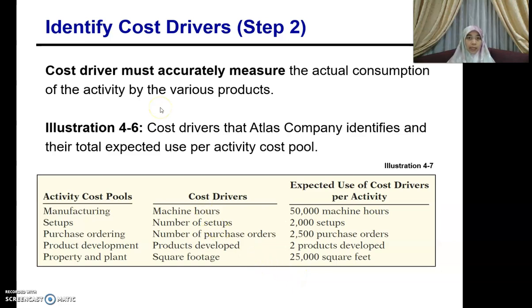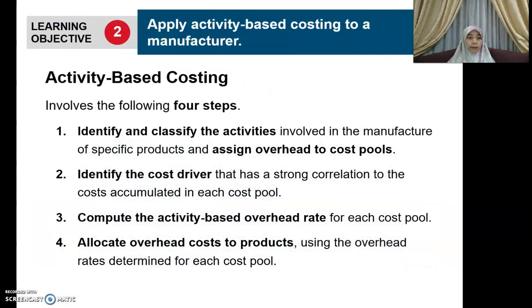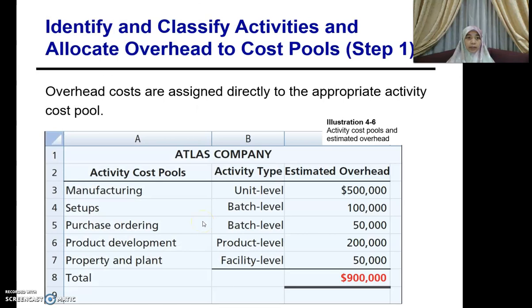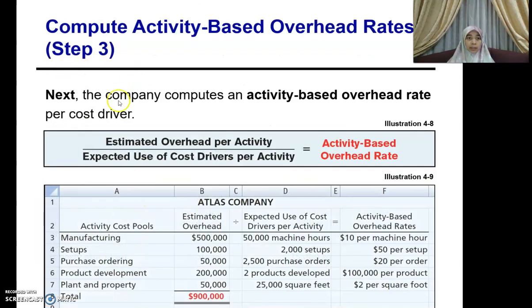So that is the second step, identify the cost drivers. The third one is to compute the activity-based overhead rate for each of the cost pools that you have identified. So the company computes an activity-based overhead rate per cost driver. How do you calculate the activity-based overhead rate per cost driver? That is the estimated overhead per activity divided by the expected use of cost drivers per activity. So you will get the activity-based overhead rate.